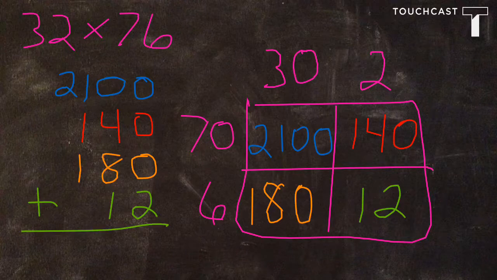And our final answer that we get is 2 there, 8 plus 4 is 12, plus 1 is 13. Carry that 1, 1, 2, 3, 4, and 2. Put in the comma. So the final answer for 32 times 76 is 2,432.